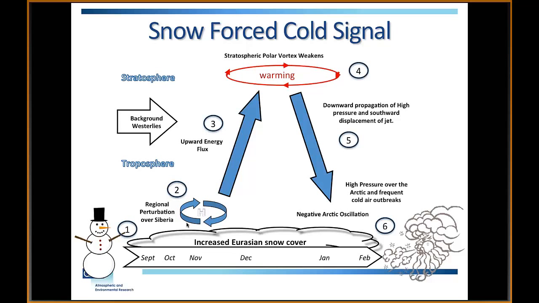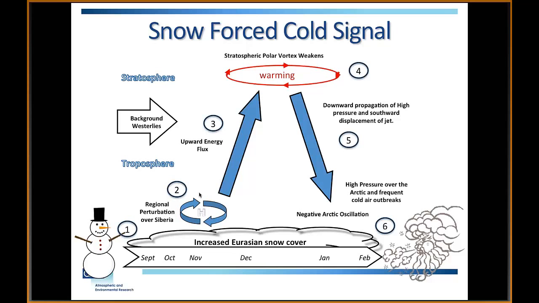All these factors help to cool the atmosphere right above the snow cover, so you build up this cold, dense air. In October, the Siberian high builds in response to the advancement of the snow cover. So you have a stronger Siberian high building over the Eurasian continent. That's the second step. Now, it turns out when you build this high pressure over the Eurasian continent, it's a specific location, but I'm not going to get to it so much in this talk. But that is favorable for upward energy transfer from the troposphere into the stratosphere.